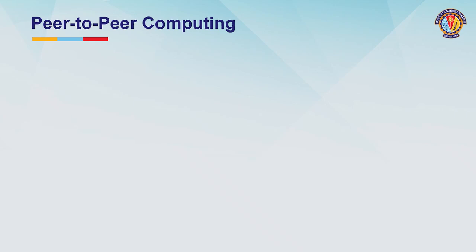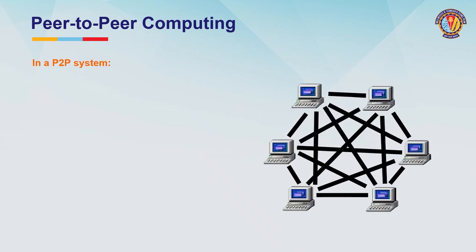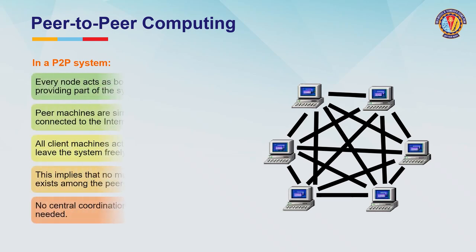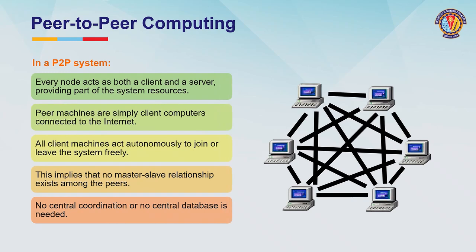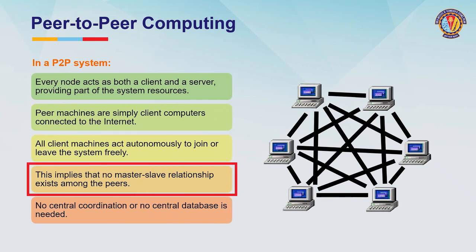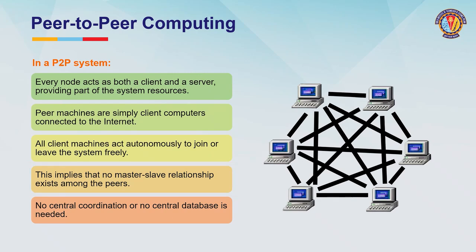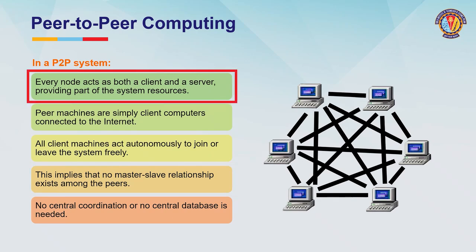Let's start with peer-to-peer computing, also called P2P. This model is like a group of friends sharing among themselves. In P2P, all computers, called nodes, are equal. There is no boss or central controller, there is no slave. Each one can act both as client as well as a server.